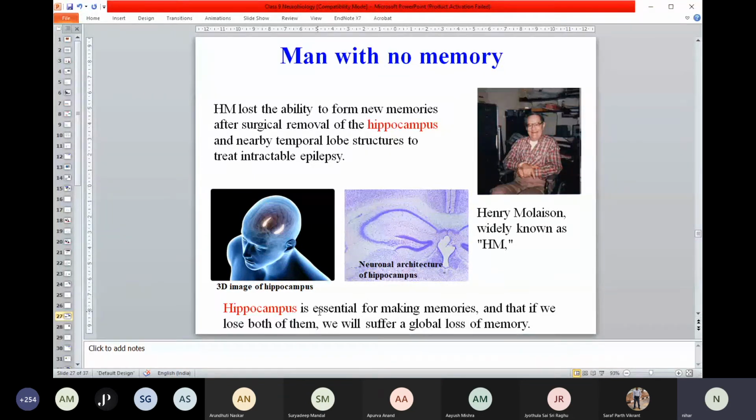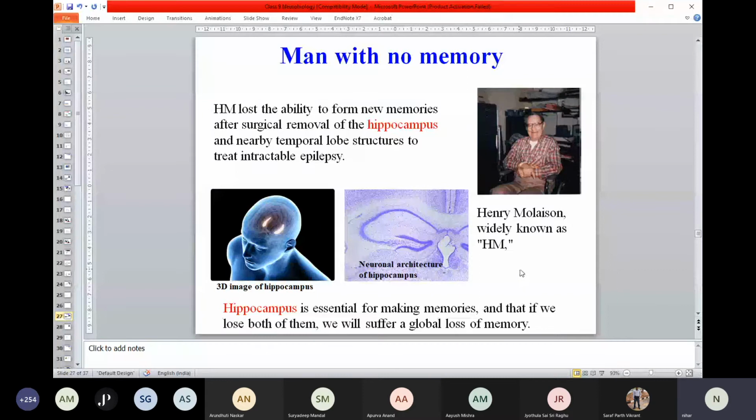That gave you the hint, a clear understanding, that this area of our brain is responsible for storing memory. This guy was the subject of intense research. He survived, now he's dead. He survived for a long time, and a lot of research was conducted on him, and it gave a lot of new information. A lot of information came from the study of this guy.